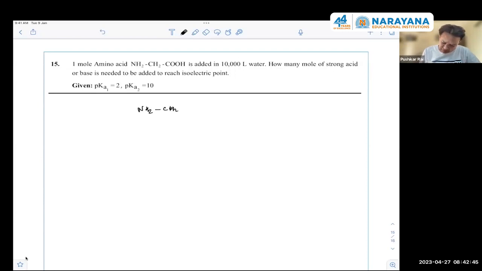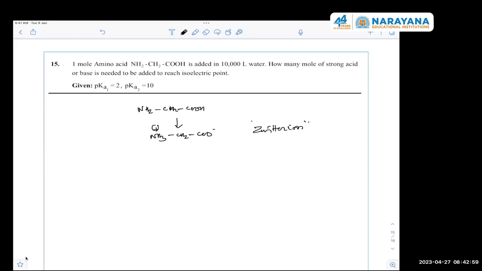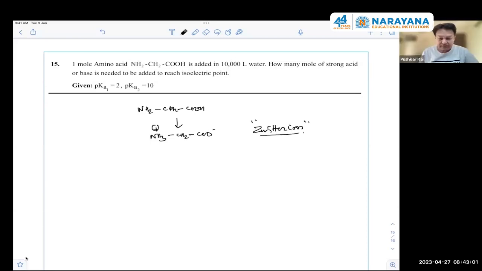Do you agree that this amino acid, first of all, everyone knows this? As soon as you put it in the water, it will take the form of NH3+ and CH2 and COO-. This is called a Zwitter ion. Everyone knows this? Why is it taking the Zwitter form quickly? Why is it in the Zwitter form? Why not in this form?